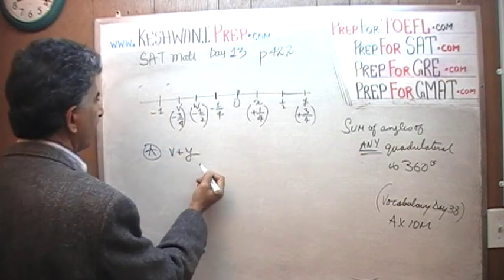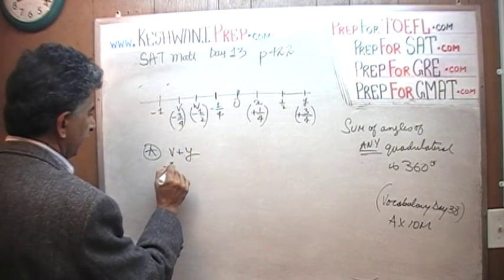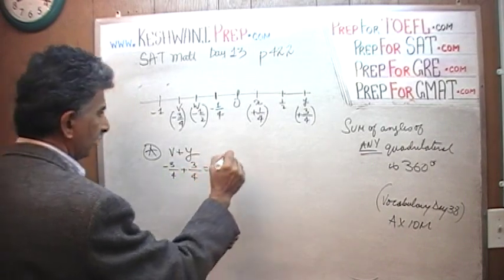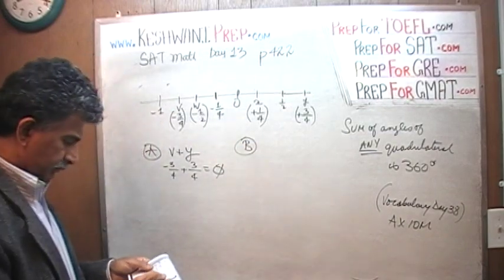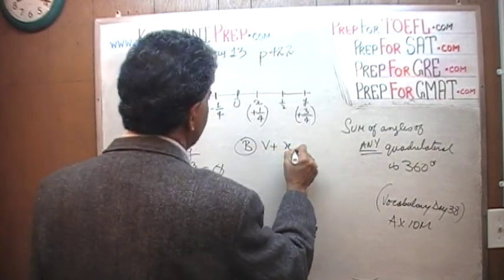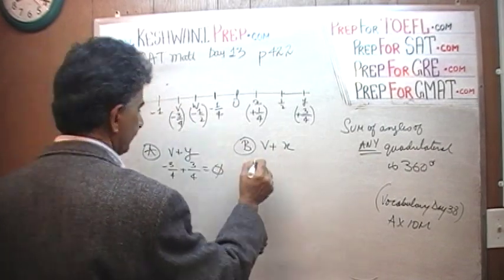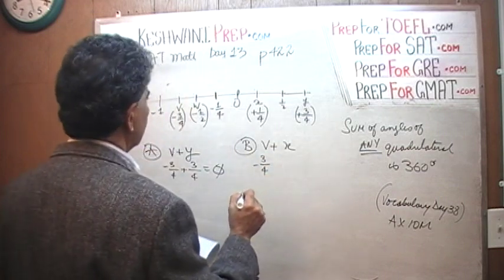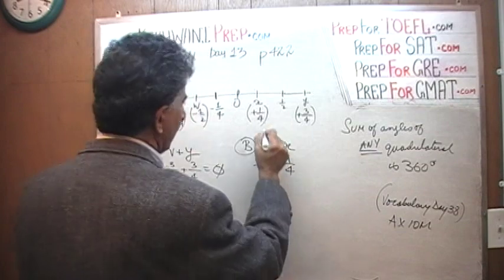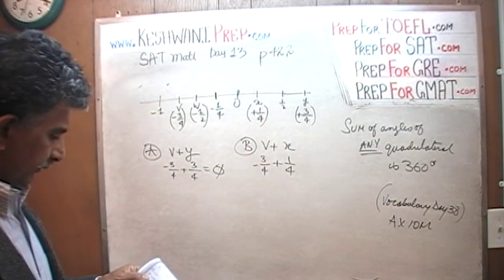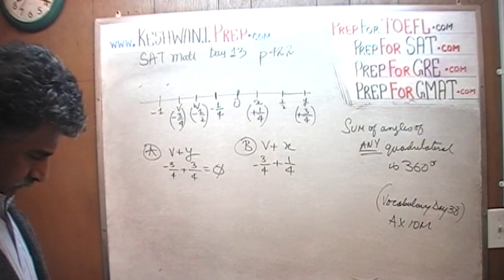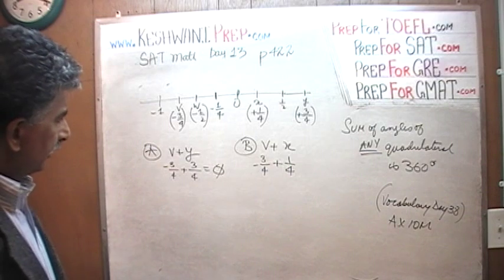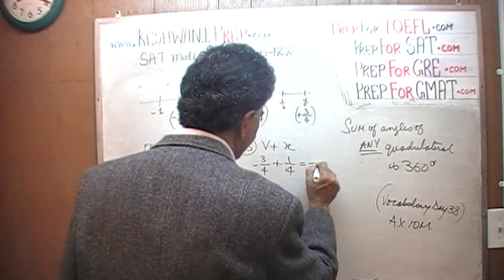V plus Y. V is -3/4, and a +3/4 is going to give us 0. Let's make a note of it, it is 0. B says V plus X. V is -3/4 plus X, which is +1/4. Something has gone wrong, hasn't it? That's right, V plus X, -3/4 and a +1/4 is going to give us -1/2.